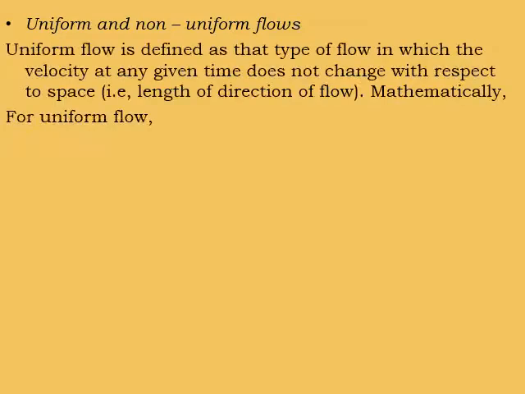Then the second one is uniform and non-uniform flows. Uniform flow is defined as that type of flow in which the velocity at any given time does not change with respect to space. Space here means the length in the direction of flow. Mathematically, for uniform flow, the change in velocity with respect to space is equal to 0. So that is a constant. There is no change in velocity with respect to space coordinates, and the time is constant. That is called uniform flow.